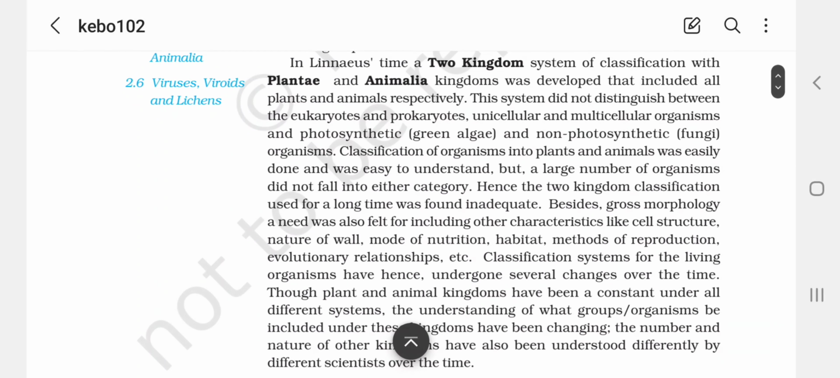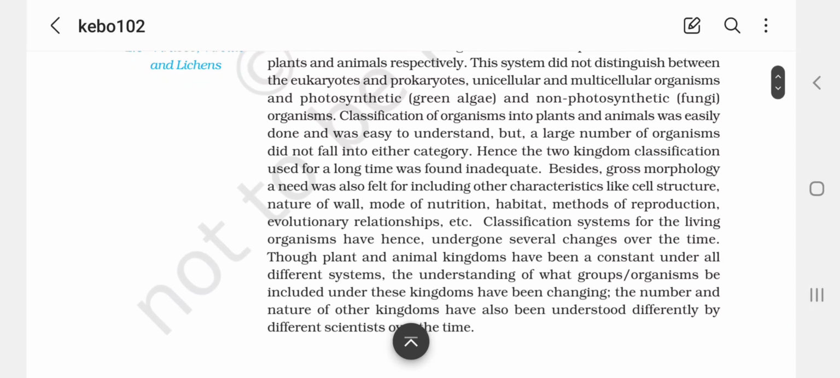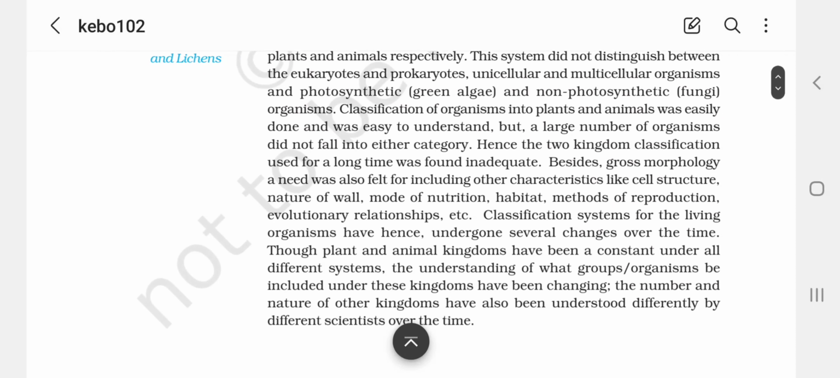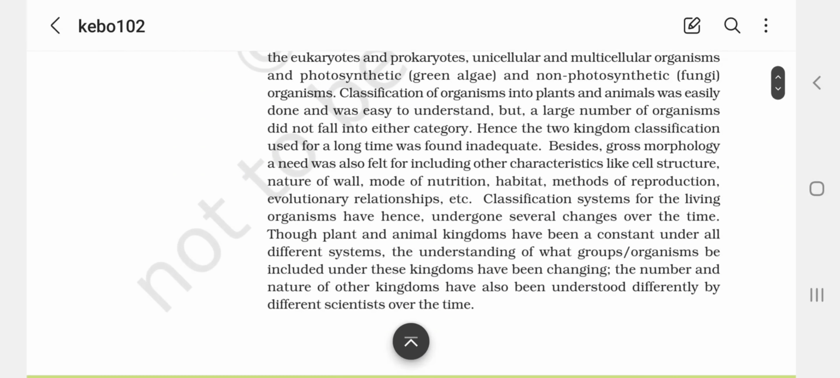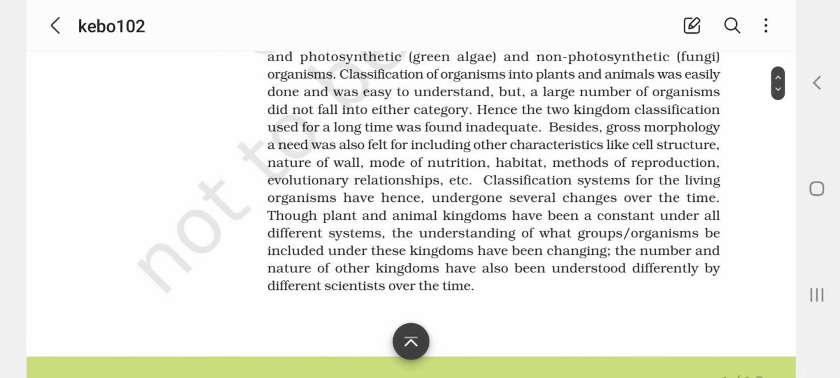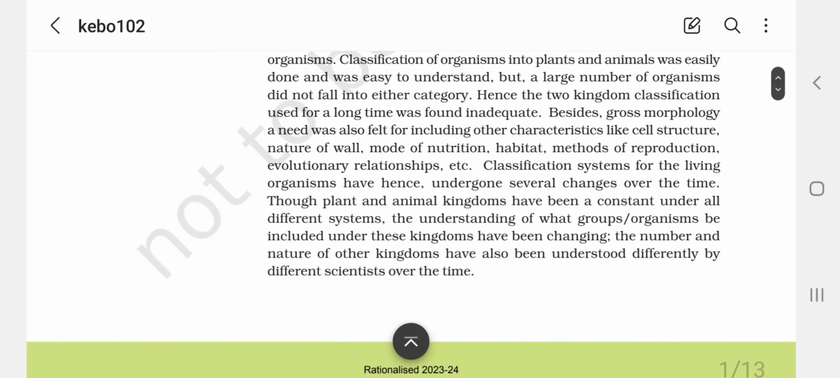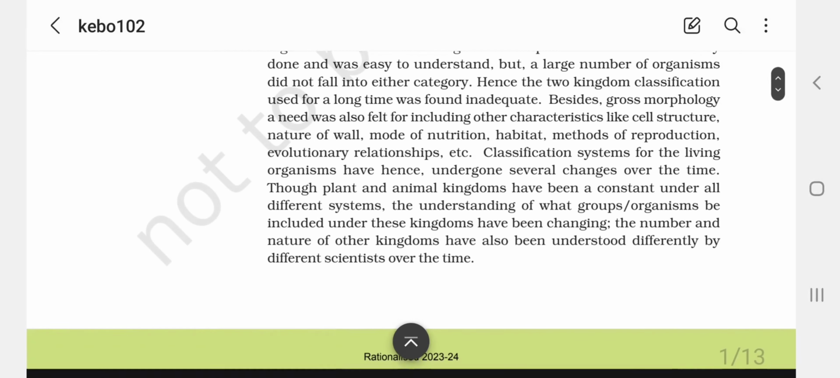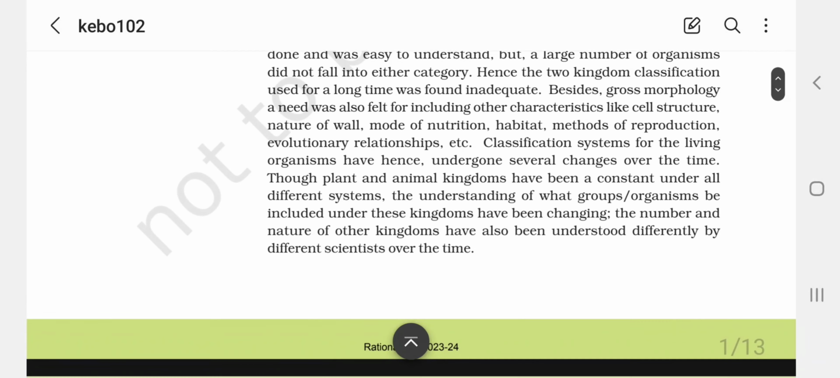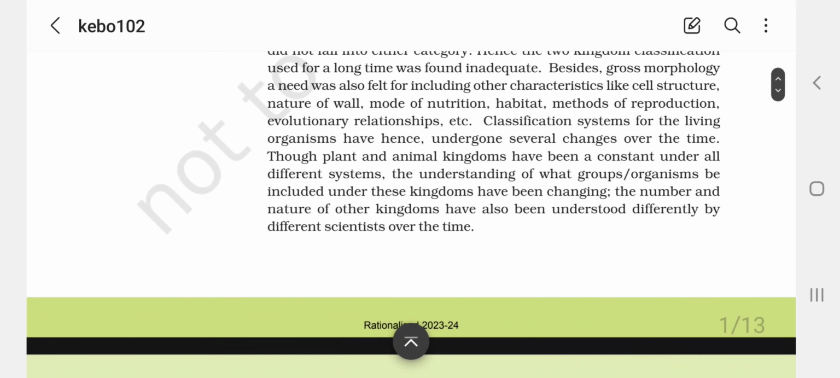Classification of organisms into plants and animals was easily done and was easy to understand, but a large number of organisms did not fall into either category. Hence, the two kingdom classification used for a long time was found inadequate. Besides gross morphology, a need was also felt for including other characteristics like cell structure, nature of wall, mode of nutrition, habitat, methods of reproduction, evolutionary relationships, etc.